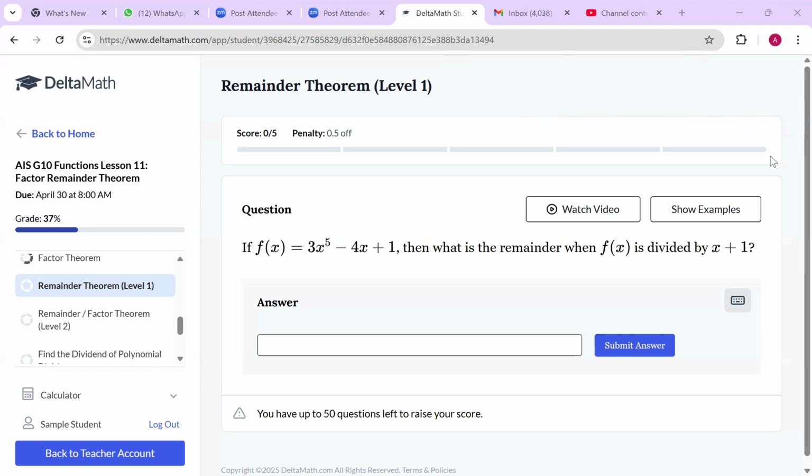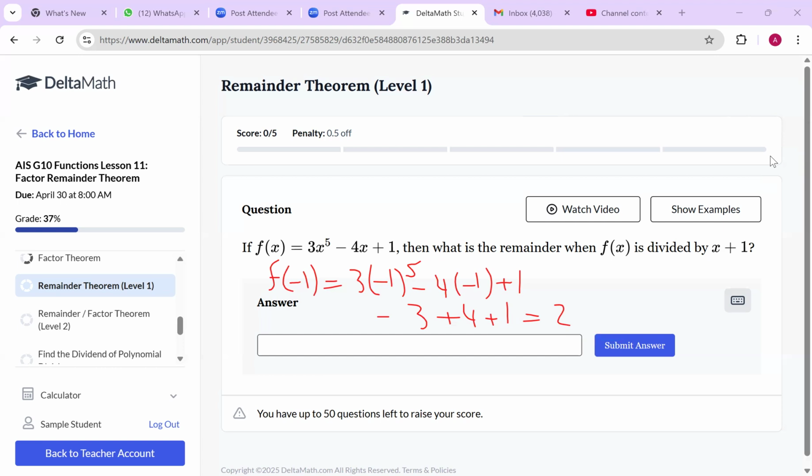We want the remainder when f of x is divided by x plus 1. So there are two ways of doing this again. One way is to use the theorem and just get f of negative 1. So f of negative 1 is 3 times negative 1 power 5 minus 4 times negative 1 plus 1. So this is negative 3 plus 4 plus 1. And the answer is 2.